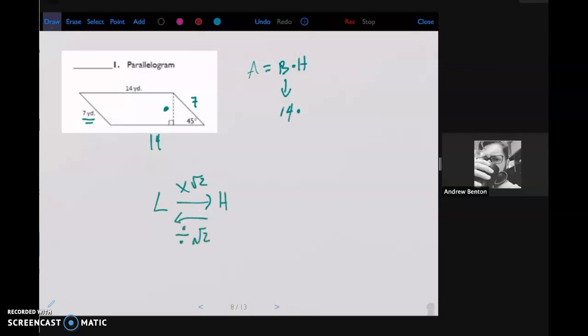So this is a little tricky. Take 7 divided by root 2. We need to rationalize this. So you get 7 root 2 over 2 as the height, or you can leave it as 3.5 root 2.